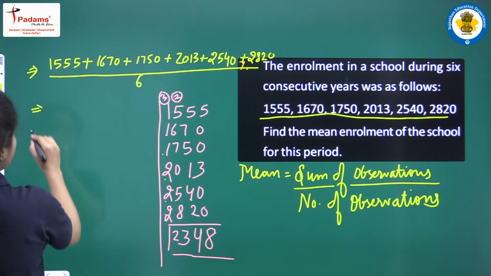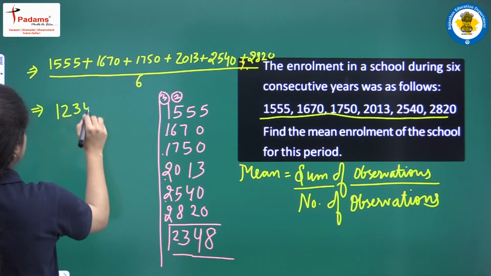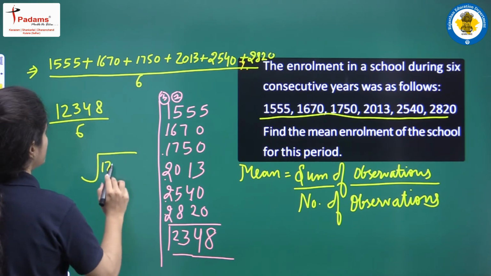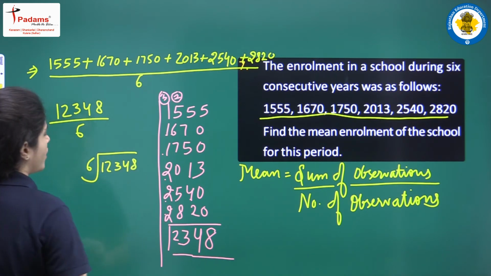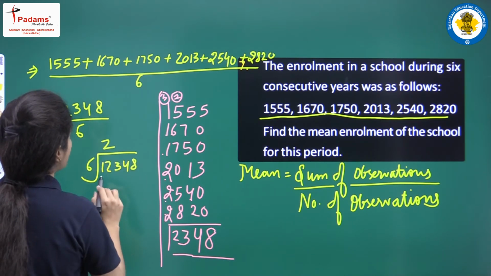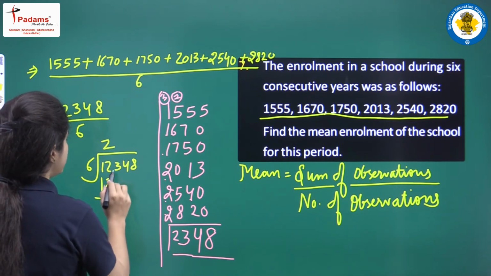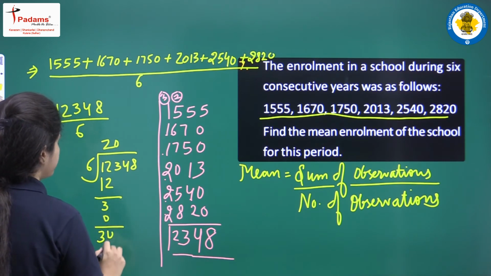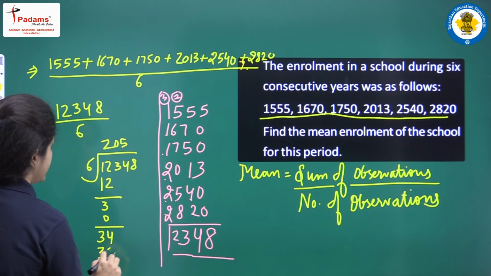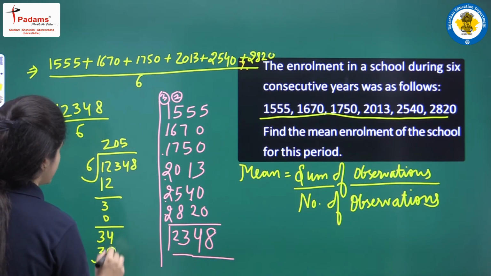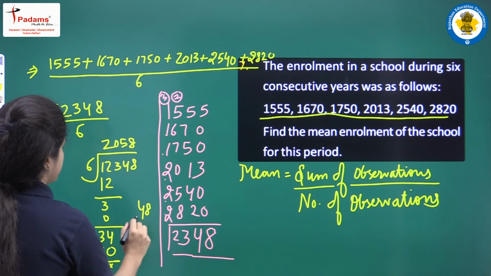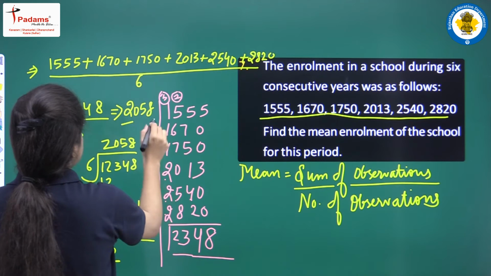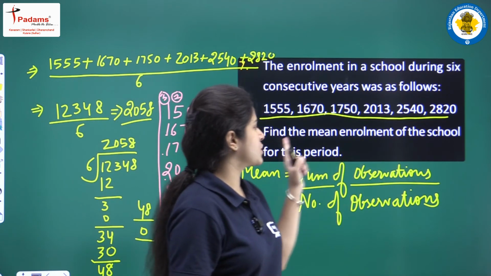So the sum turns out to be 12,348 divided by 6. Alright, students. Now we'll divide 12,348 by 6. 6 into 12 is 2. Now we'll take this 3 down, then 0, 3 down and 4, 5, 30. Now this 4 and this 8. So the answer will turn out to be 2058. This is the mean enrollment of the school for this period.